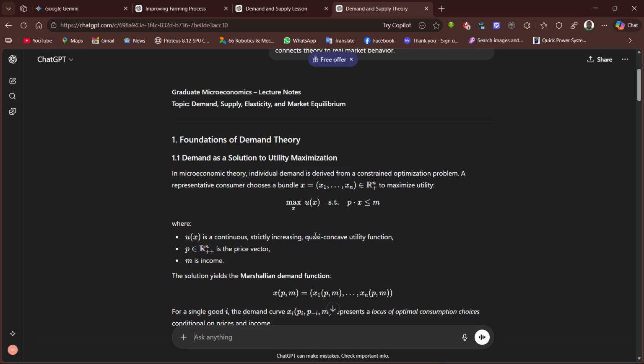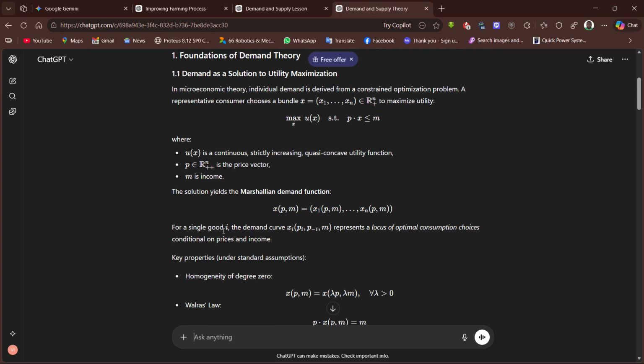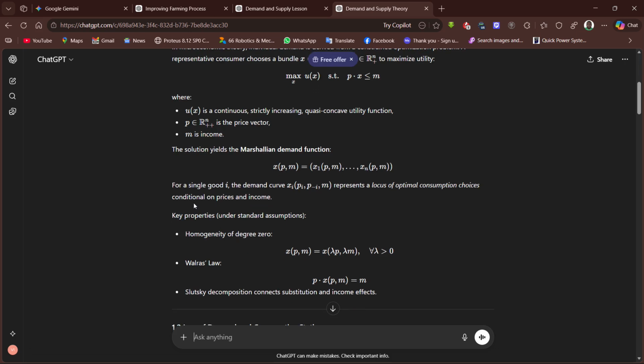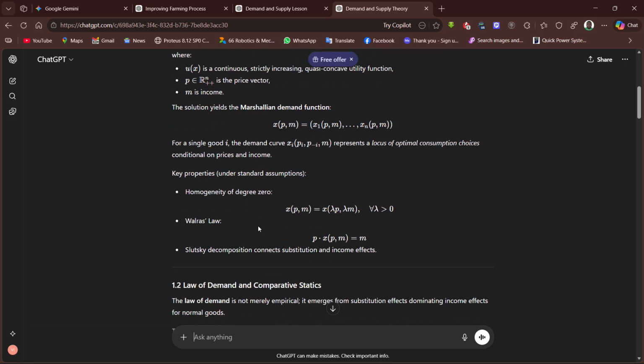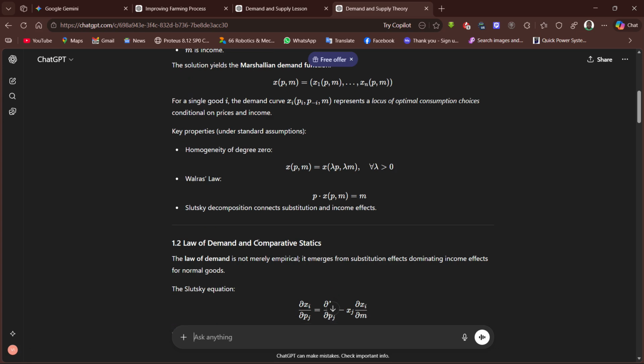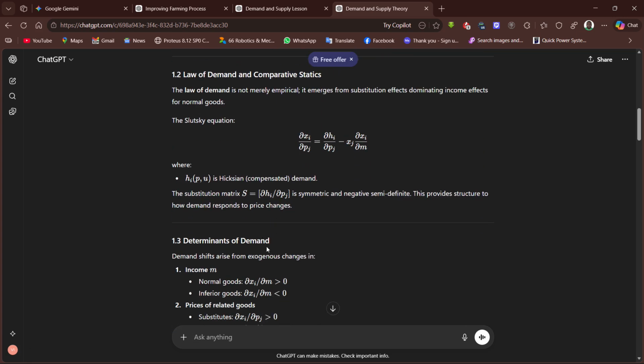U(x) is a continuous, strictly increasing, quasi-concave utility function. p, as an element of this particular function, is a price vector. M is income. The solution yields the Marshallian demand function. For a single good i, the demand curve represents a locus of optimal consumption choices, conditional on prices and income. Key properties under standard assumptions: homogeneity of degree 0, Walras' law, Slutsky decomposition connects substitution and income effect, law of demand and comparative statics, and so on and so forth.